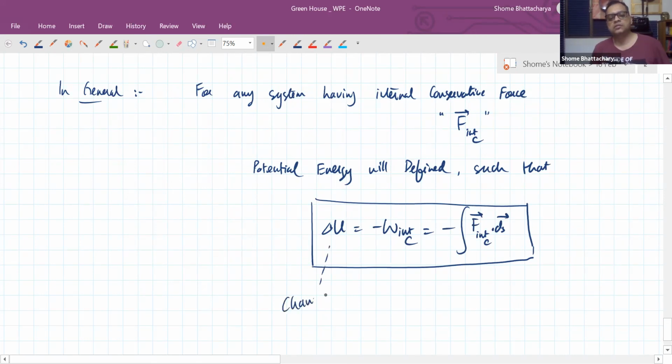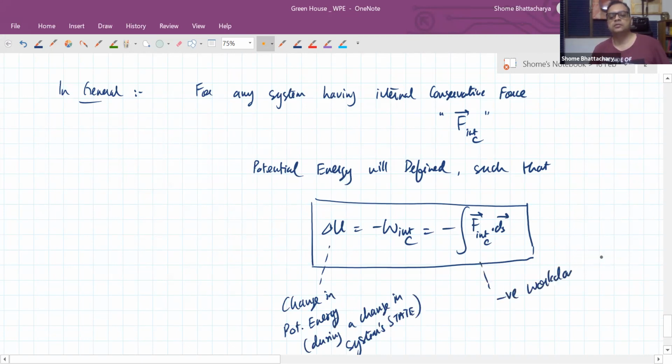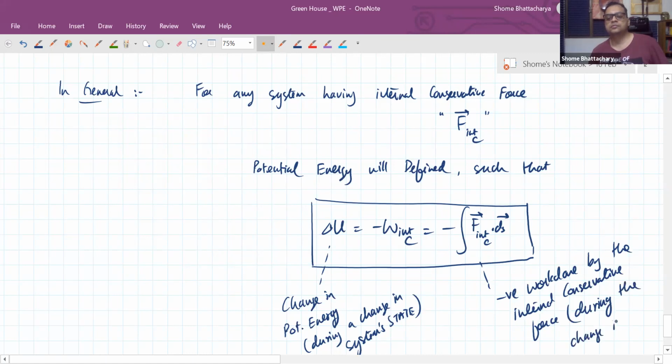So change in the potential energy during a change in the system's state will equal the negative of work done by the internal conservative force during that state change. And this is the definition we applied to the two systems that we just saw.